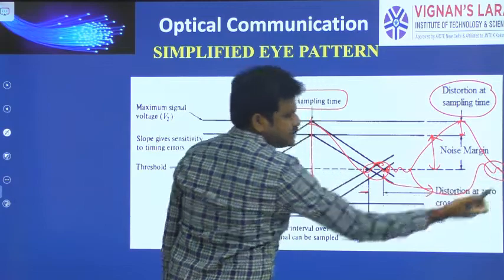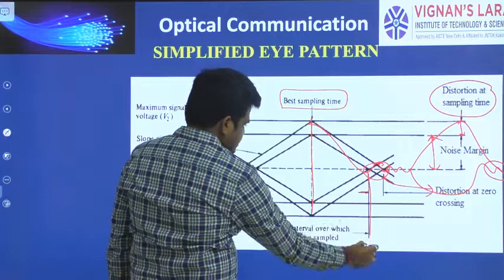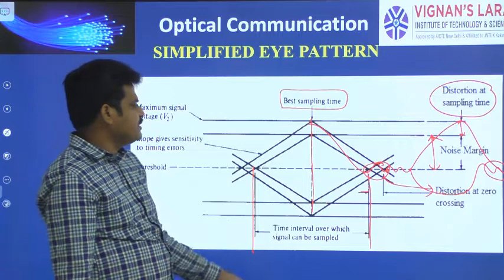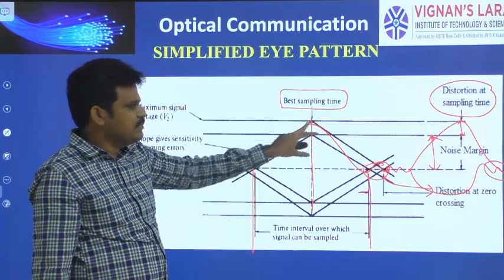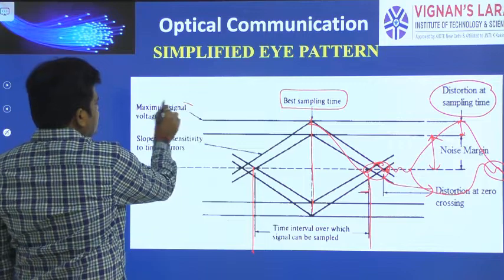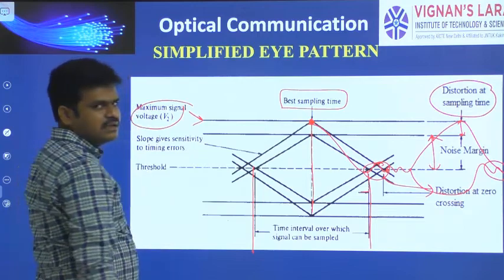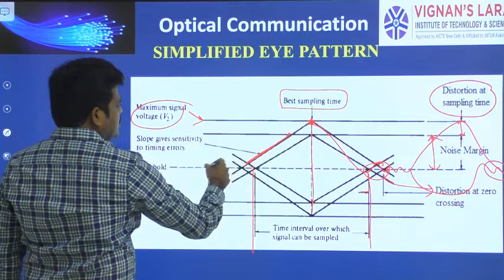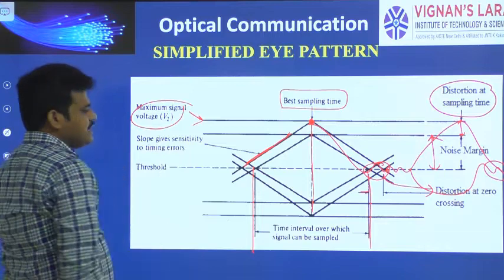This is distortion at zero crossings. Next, this period is called the time interval over which the signal can be sampled. Vertically, this eye opening area is the best sampling time. Next, this is the maximum signal voltage. This point represents the maximum signal voltage. And this line, or this time period, represents the slope, which gives sensitivity to the timing errors.